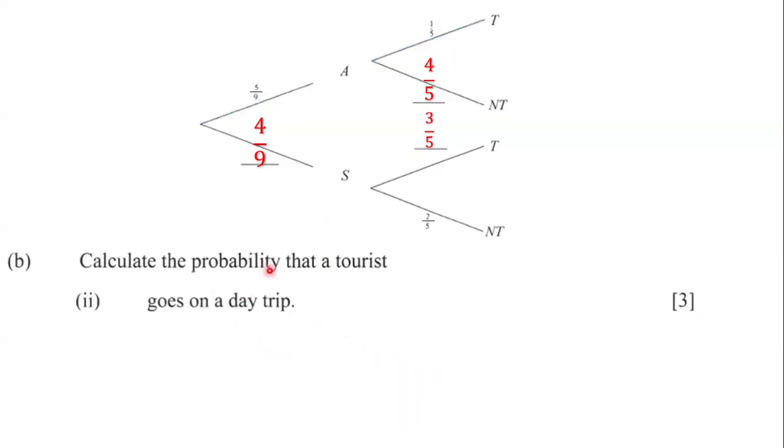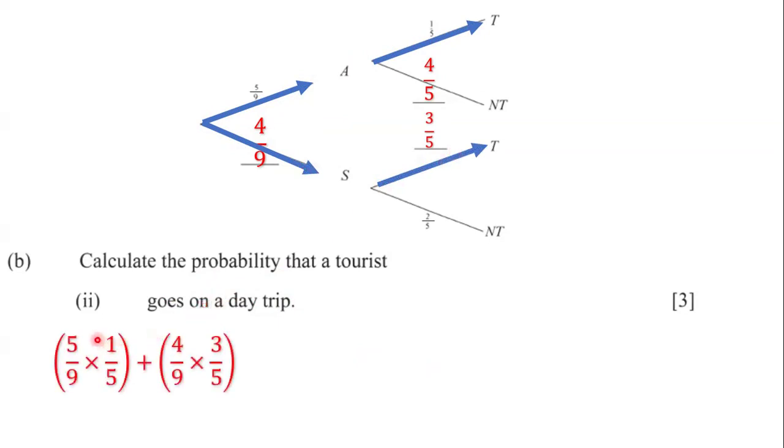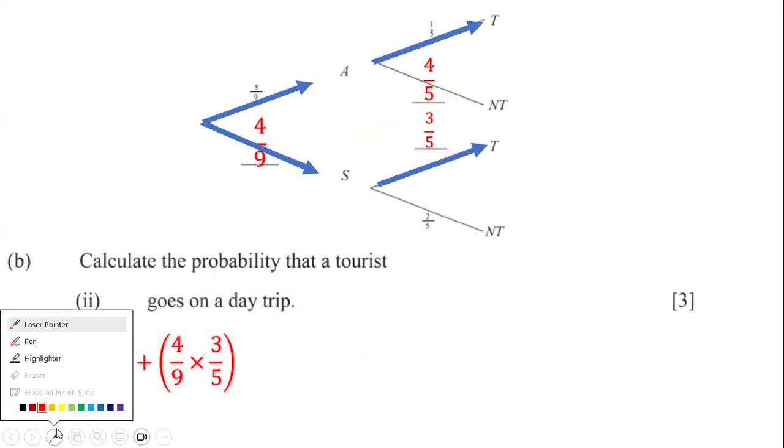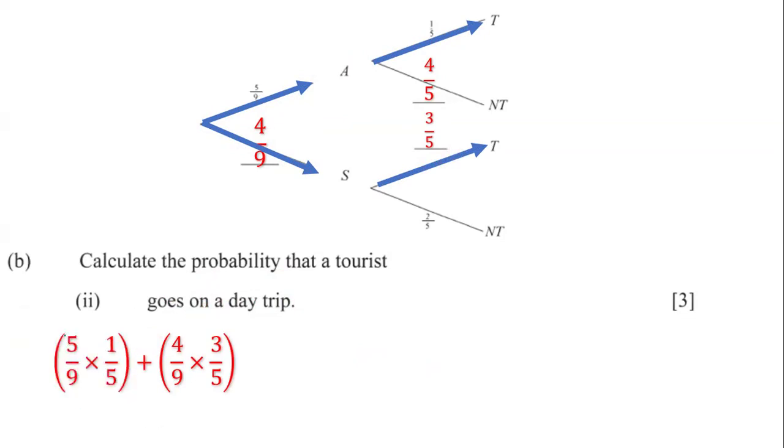Next, we want to figure out the probability that the tourist goes on a day trip. There's multiple ways to do this. You can arrive by airplane and then go on a day trip, or you can arrive by ship and then go on a day trip. There's two ways to do it. So this right here is 5 over 9 and 1 over 5, and that accounts for arriving by airplane and going on a day trip. That's one way to do it.